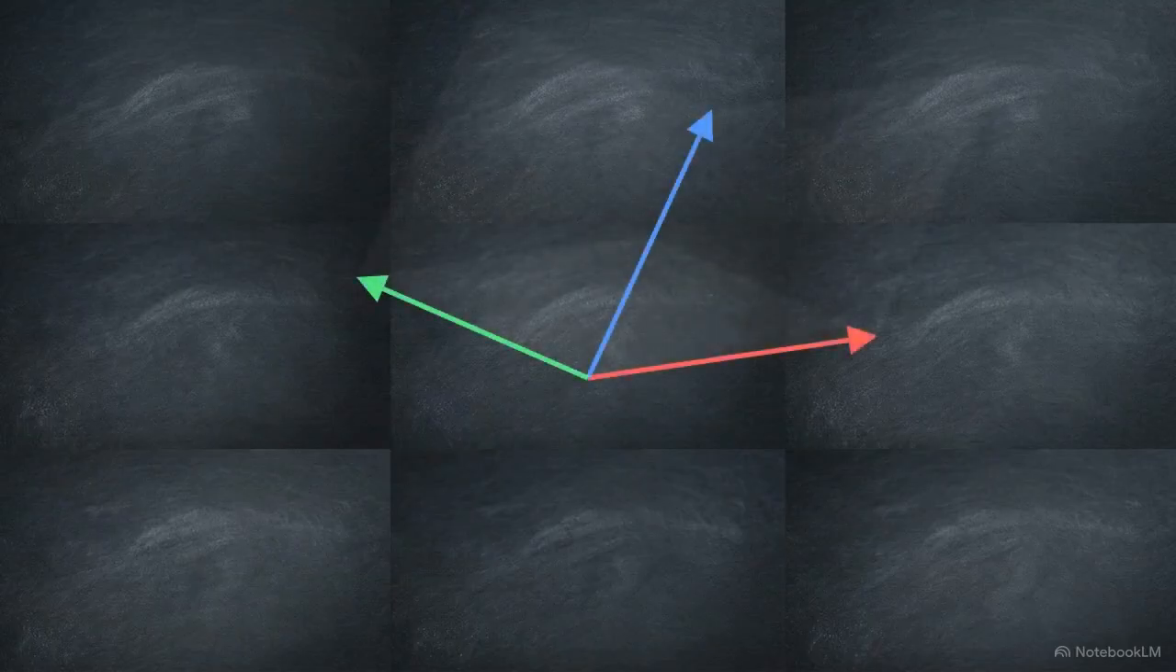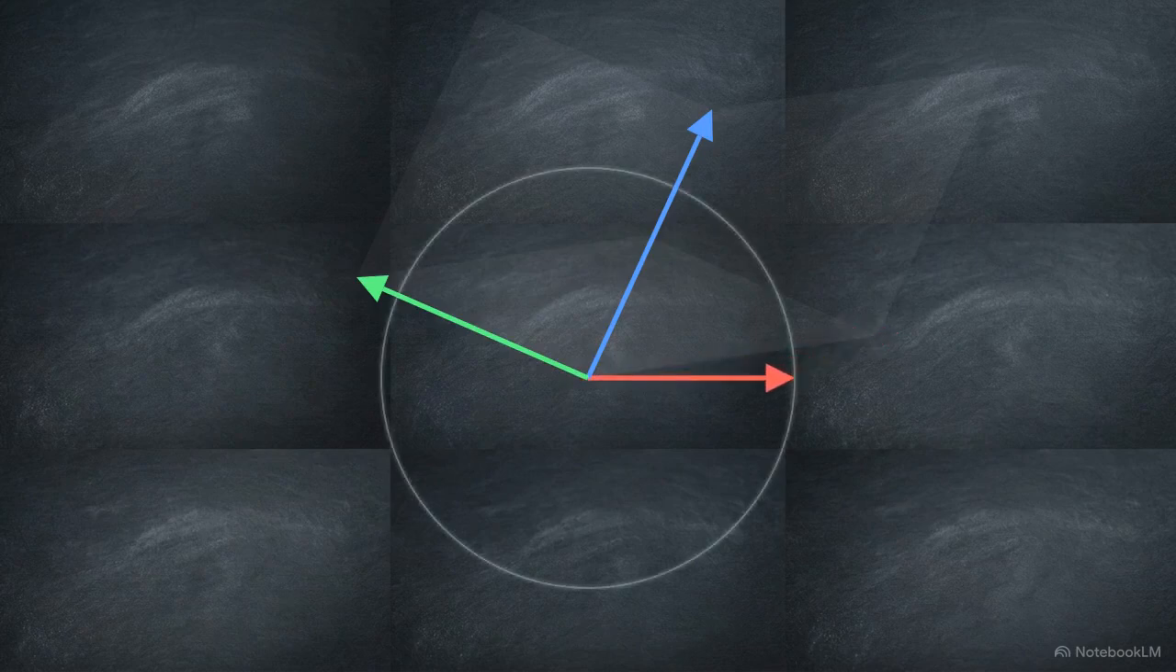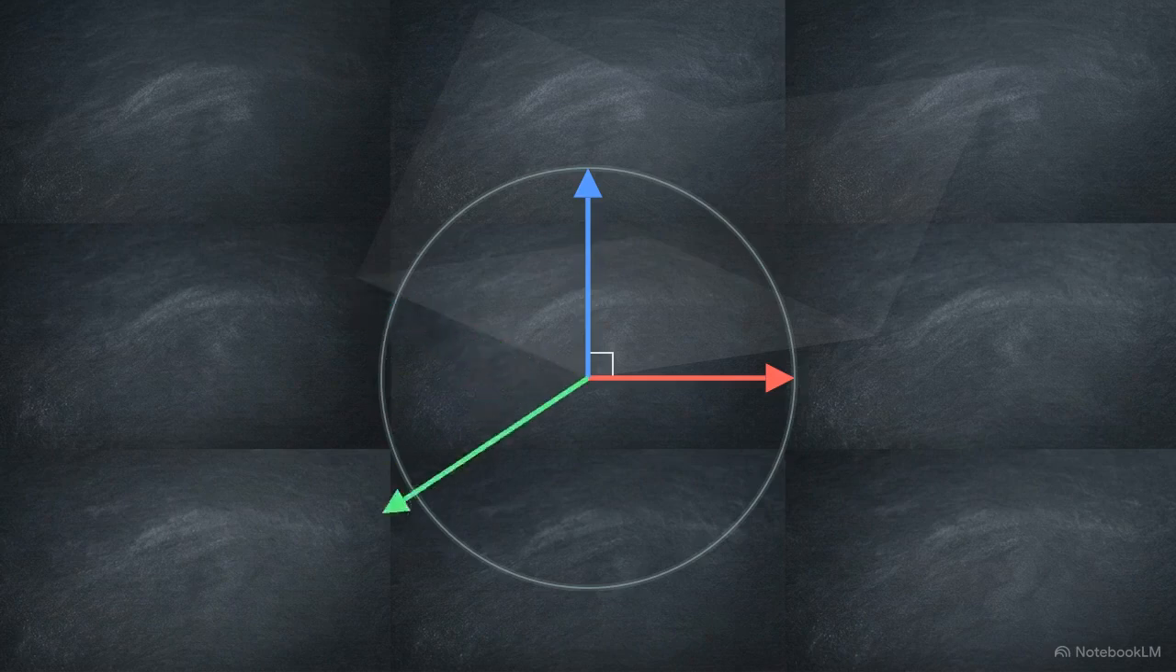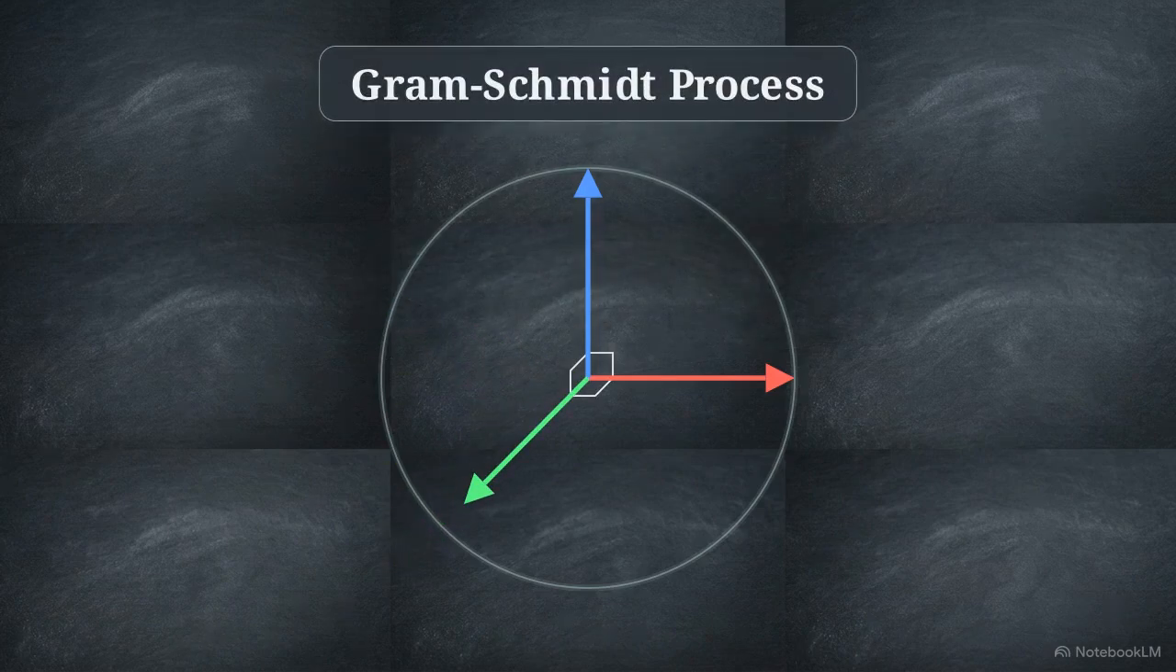Now we know how useful orthonormal sets are, but we rarely find them naturally in the wild. If you are given a set of messy, non-orthogonal vectors, you need a systematic algorithm to force them into a clean, uniform grid. That algorithm is the Gram-Schmidt process, which we will cover in the next section.